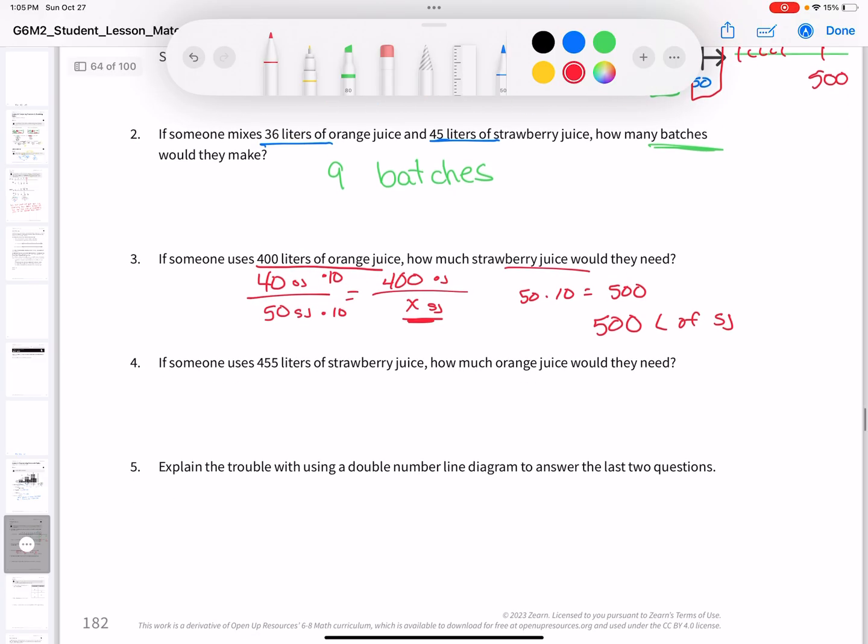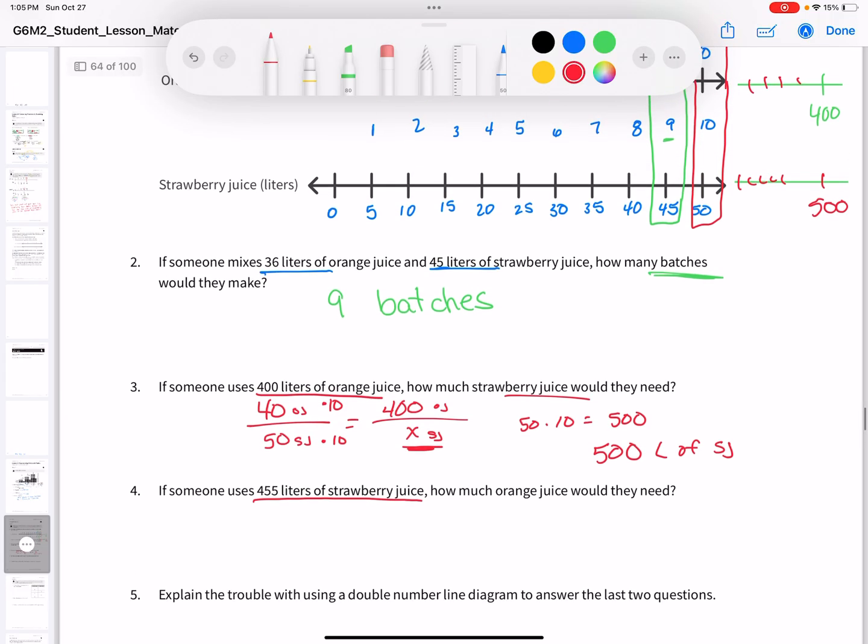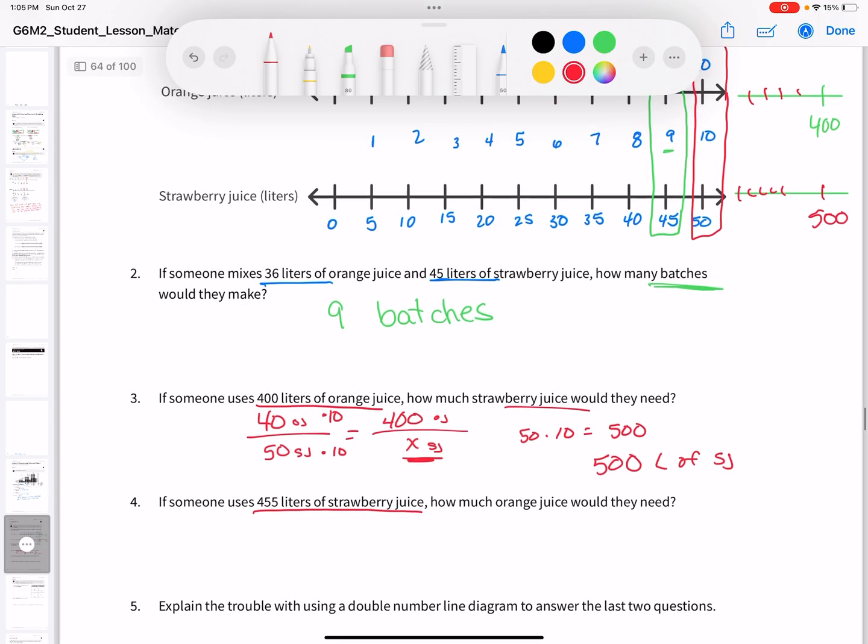All right, let's do this. If someone uses 455 liters of strawberry juice, how much orange juice would they need? Well, let's look.